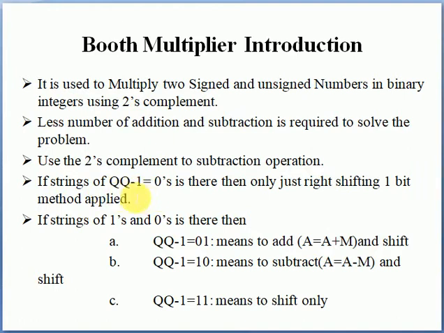If the string of q and q minus 1 is equal to zeros, you can say a pair of zeros, then only the right shifting of one bit is applied here. Okay, if the string of ones and zeros is in the following form, suppose q0 q minus 1 is equal to 0 1, then you have to apply the addition operation and change the value of the accumulator to A plus M. Okay, and then apply the right shift operation.